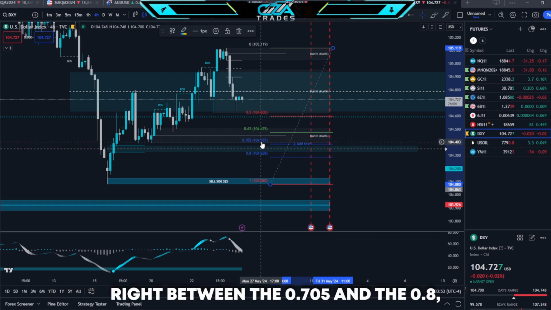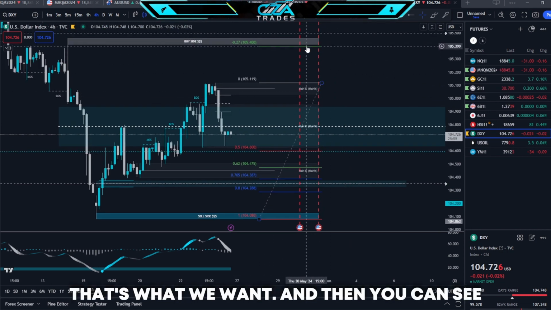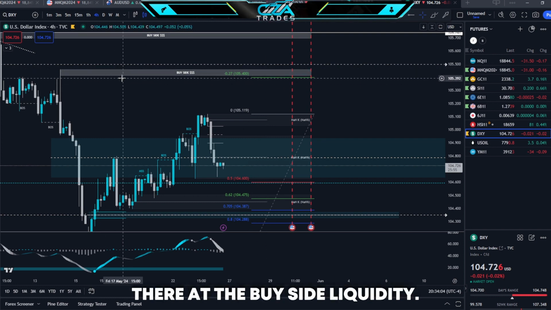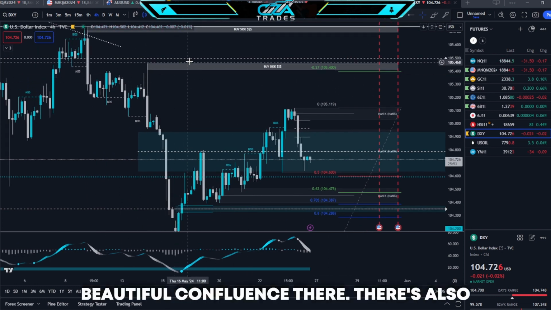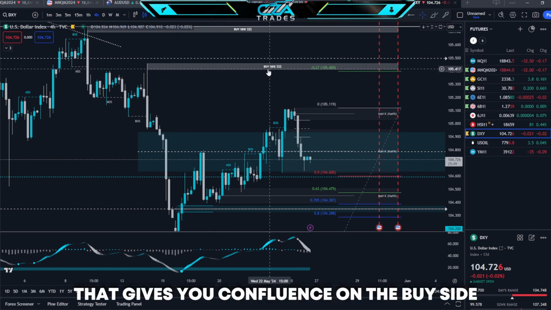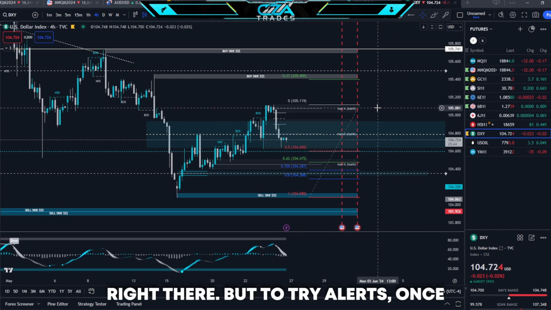And then if you draw the fibs on this, it provides you an incredible entry right there. Right between the 0.705 and the 0.8, which is great. That's a high quality entry right there. That's what we want. And then you can see the negative 0.27, which is my take profit, is right there at the buy side liquidity. Beautiful confluence there. There's also a fair value gap over here that gives you confluence on the buy side liquidity. Pretty nice additional confluences right there, but set your alerts.